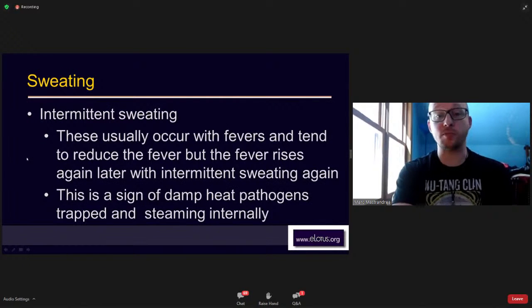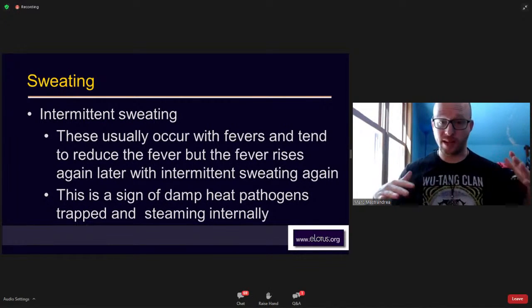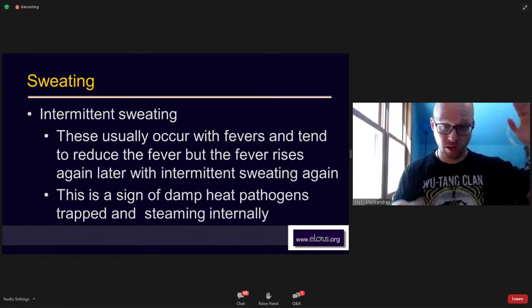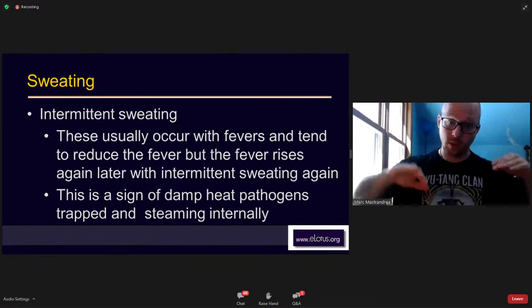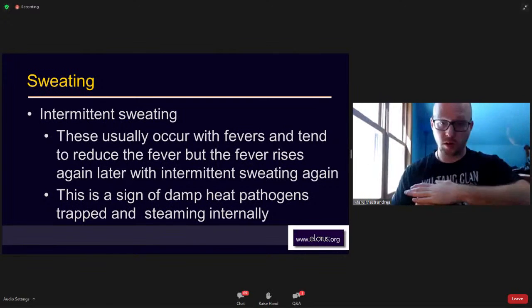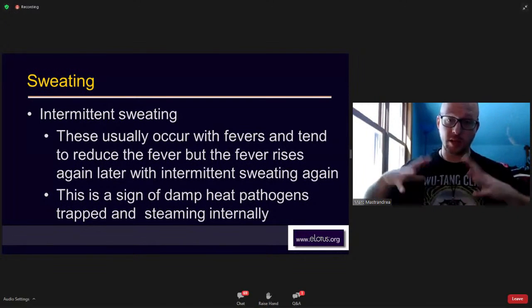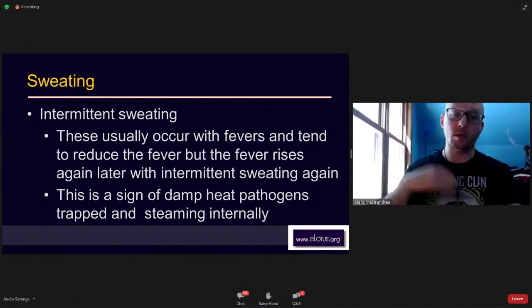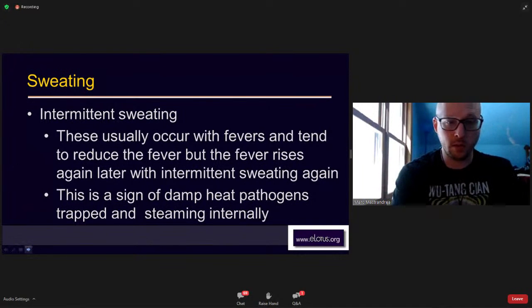So you can have intermittent sweating, right? This usually occurs with fevers and tends to reduce the fever, but then the fever rises again, right? So this is the idea that there's dampness. So the heat comes up, then dampness covers it, and then it steams internally. The heat rises with the steam, it comes up, then dampness covers it, right? So you get this intermittent fever.